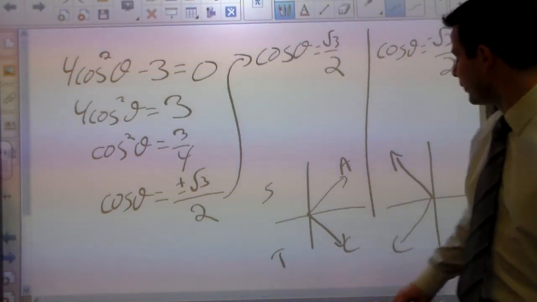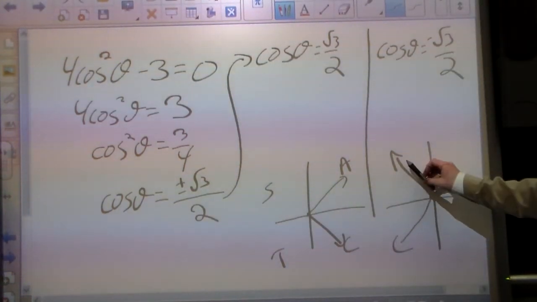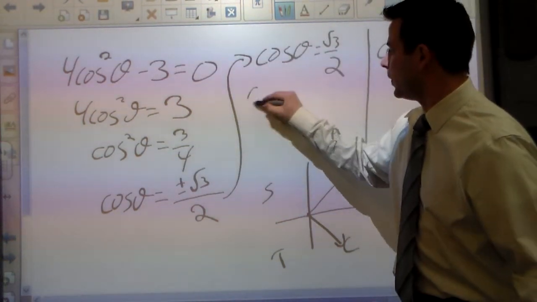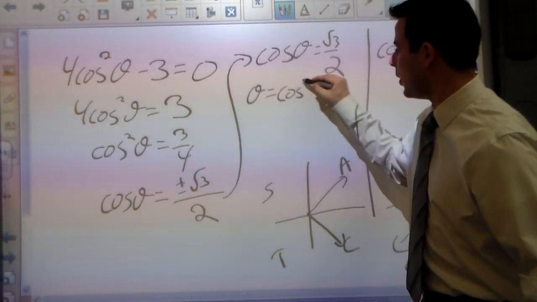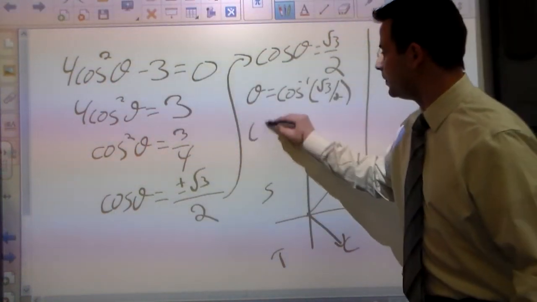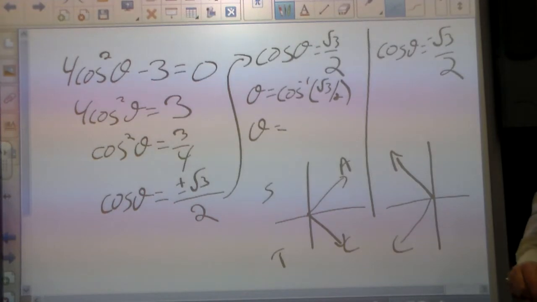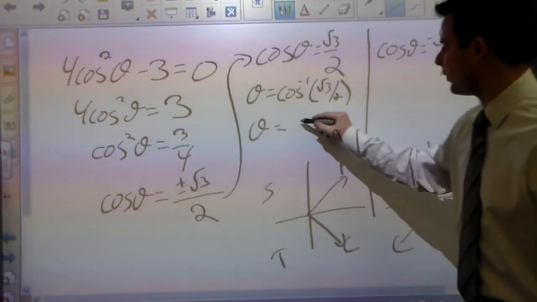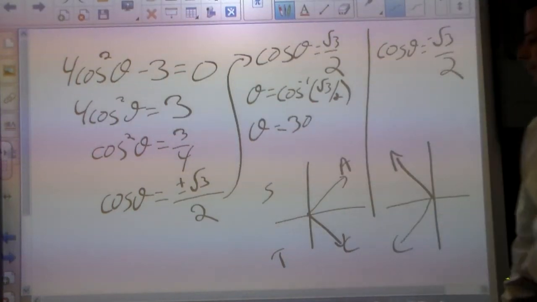So once we find our reference angle, we're going to have to go up that many degrees and down that many degrees. So let's find a reference angle here. Our angle is the arc cosine of radical 3 over 2. And the inverse cosine of radical 3 over 2, if you put it into your calculator, just remember that this is a special right triangle value, 30 degrees.